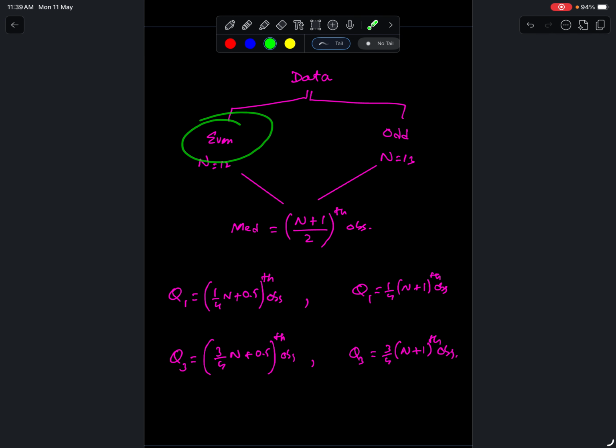But for even observations, this is very important. The formula is n upon 4 plus 0.5th observation. And for Q3, 3n upon 4 plus 0.5th observation. Make sure you must remember these formulas.